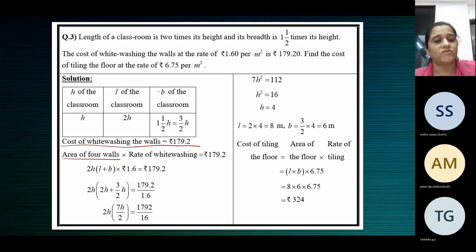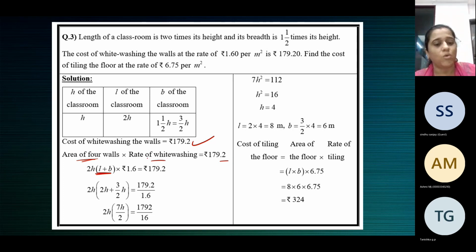But what is given here? The cost of whitewashing, only the walls is given. So ceiling, they're not whitewashing. Nothing is given about that. So we should find only the area of 4 walls. Area of 4 walls into the rate of whitewashing is the total cost. Correct? Cost is area into rate. Now next, see, it's a continuous thing. Once you write this is area into rate, which is the total cost, it's continuing.